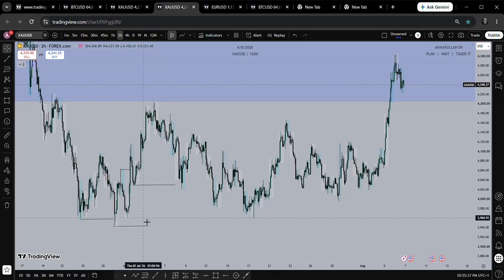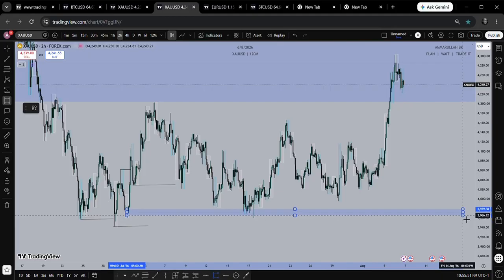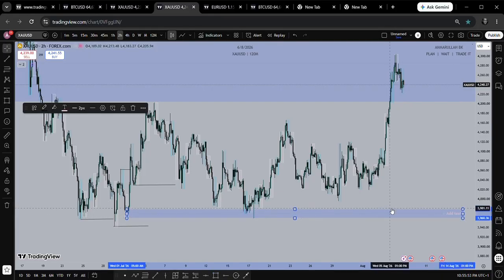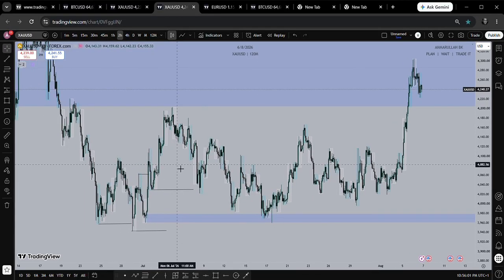So making that, then this turns to our first area of demand. This is our first area of demand on the 2-hour time frame. All the analysis will be done and finished on the 2-hour time frame. We are not going anything lower.